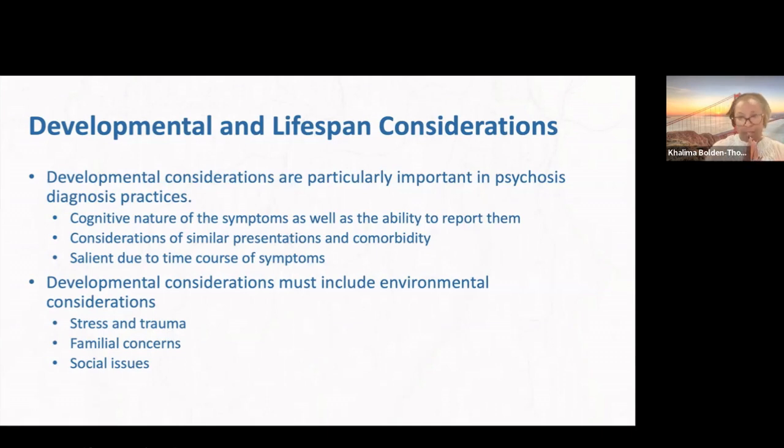Additionally, whenever we're thinking about developmental considerations or anything in general, we should be thinking about the whole human. What environmental issues may be at play here? Stress and trauma, familial concerns, social issues, socioeconomic issues. You really want to make sure that when you're saying this thing is this thing, you've ruled out other stuff, particularly environmental contexts that could be driving a lot of these behaviors.